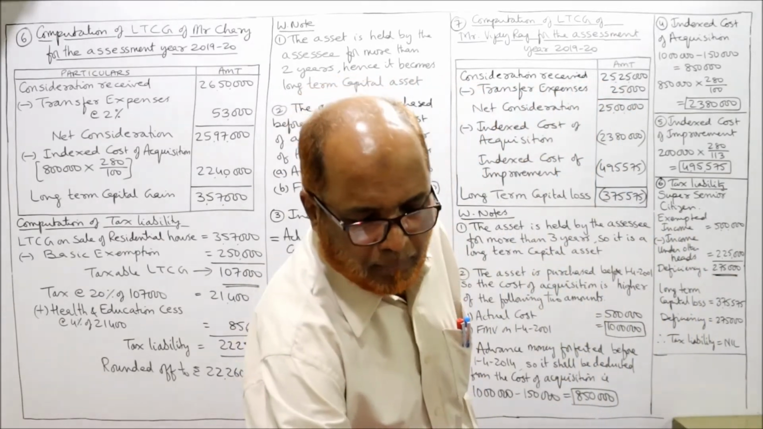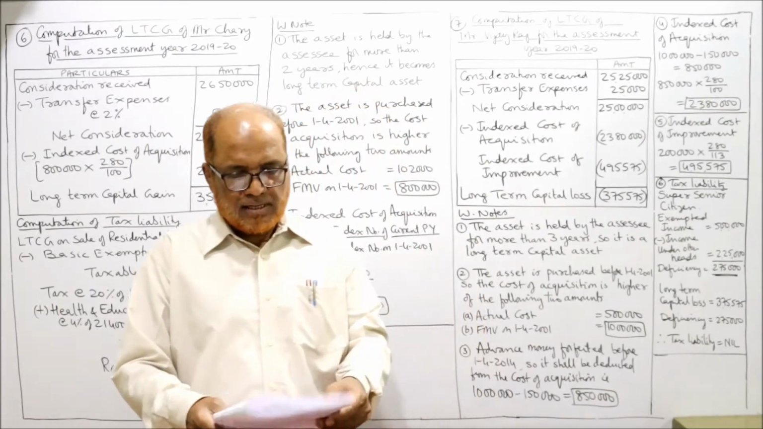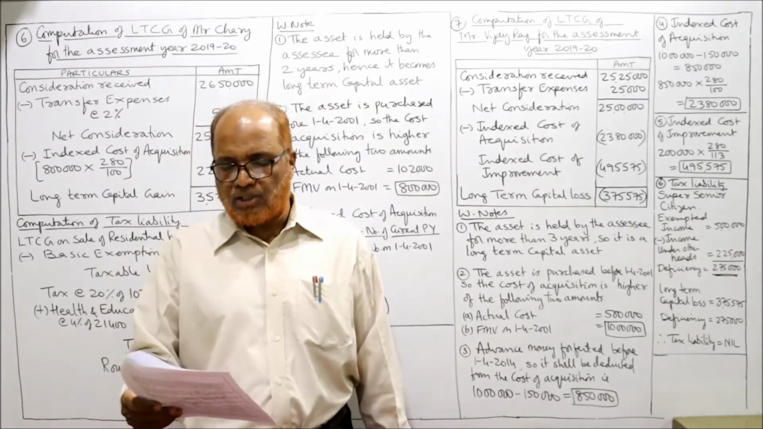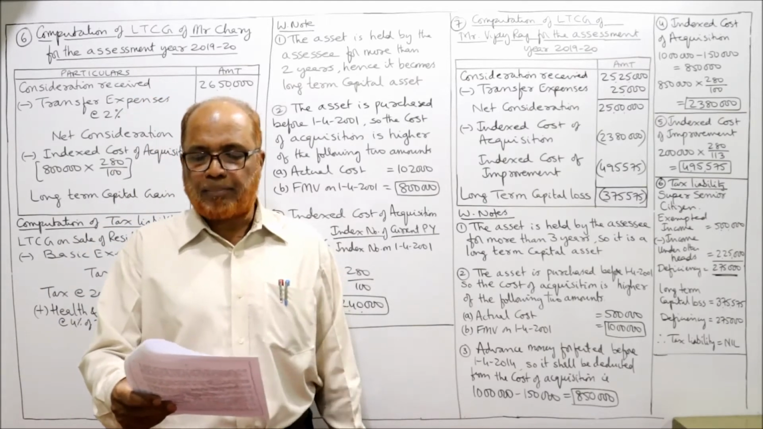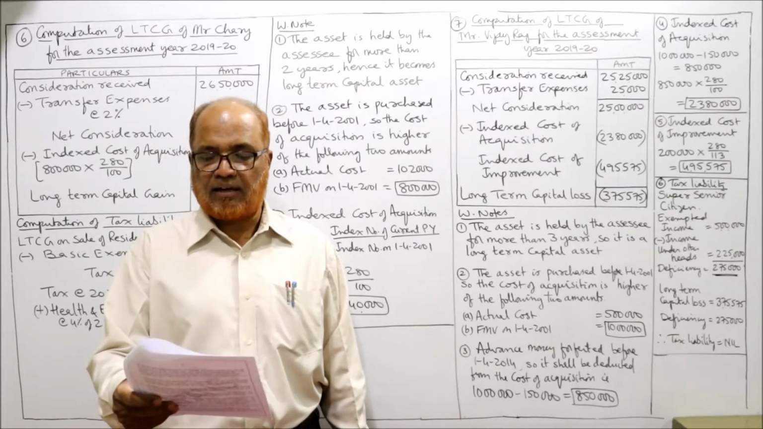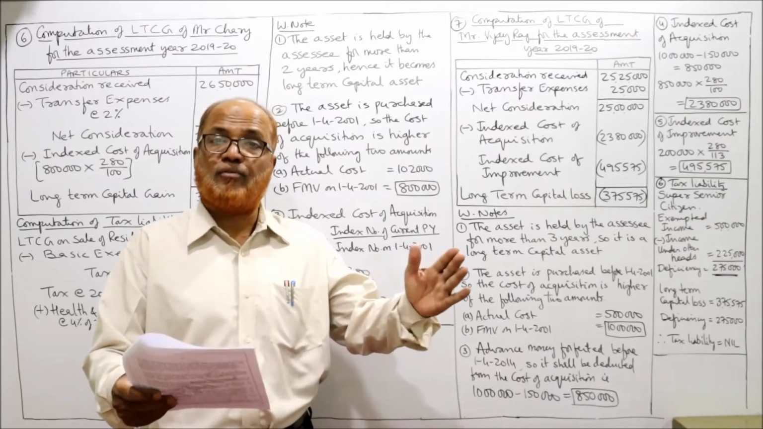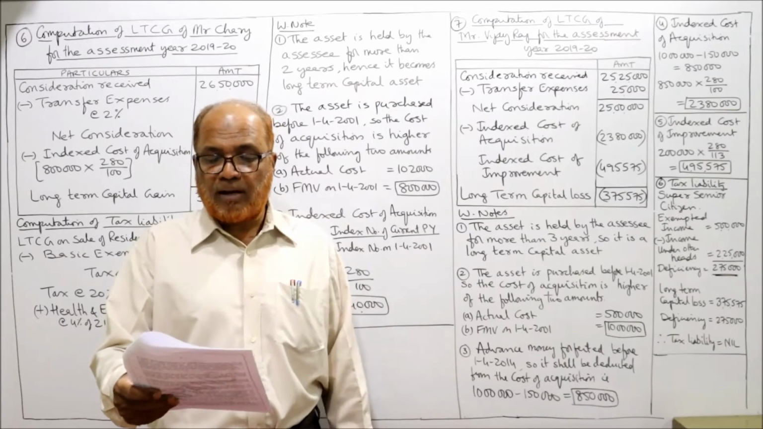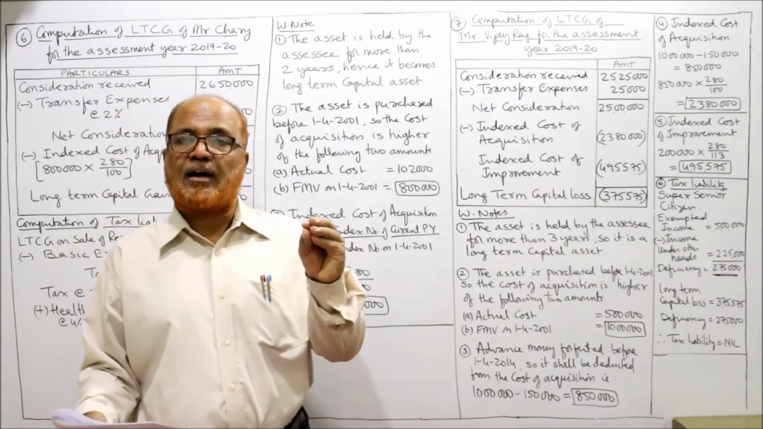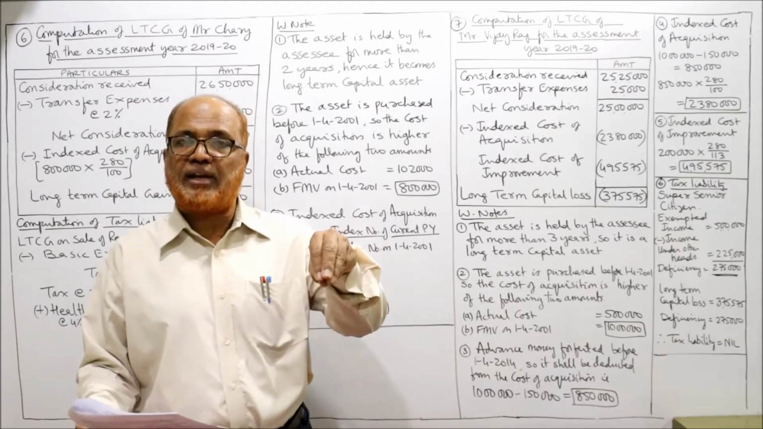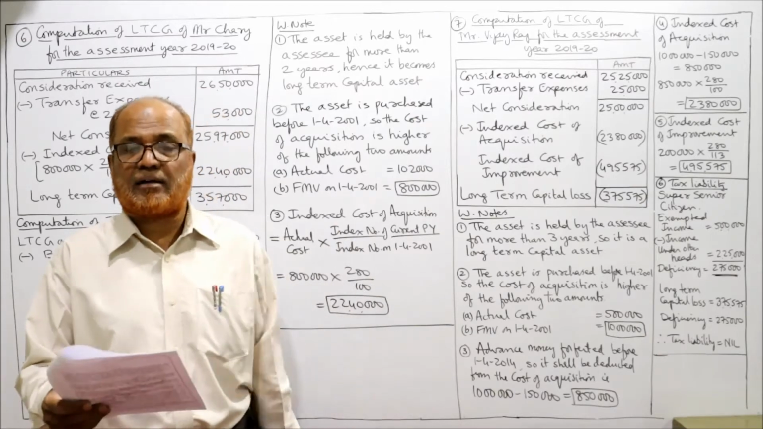Now I am reading out problem number 7. See carefully. Mr. Vijay Raj purchased gold for rupees 5 lakh on 6th September 1989, again before 1/4/2001. And its fair market value on 1/4/2001 is 10 lakh. Actually, he purchased for 5 lakh, but FMV on 1/4/2001 is 10 lakh. So he will definitely choose 10 lakh.